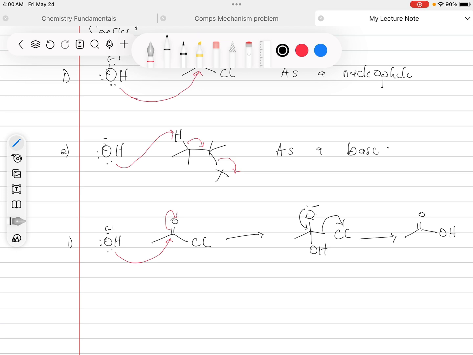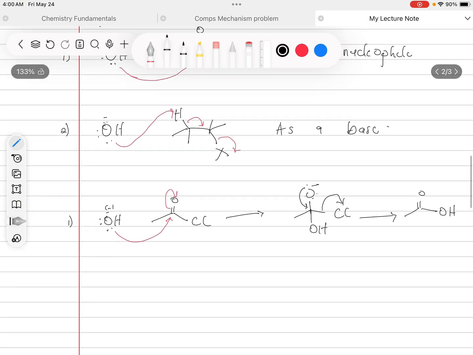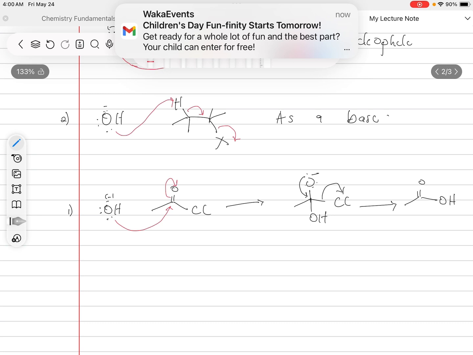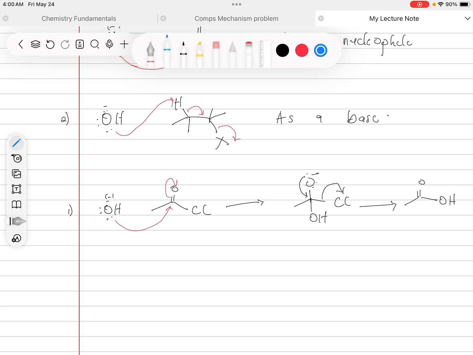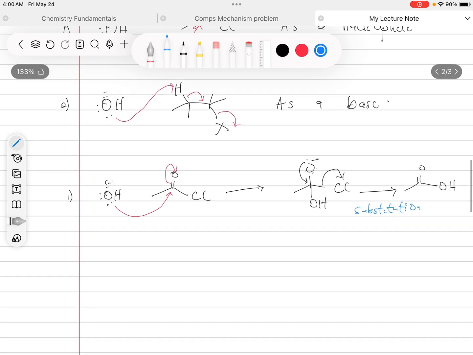So this is more like when the hydroxyl ion is acting as a nucleophile, it favors substitution reaction in which the nucleophile, which is the OH, replaced the chloride ion.